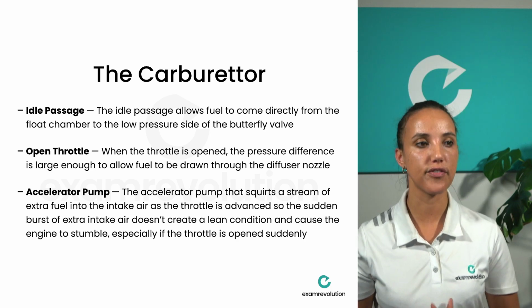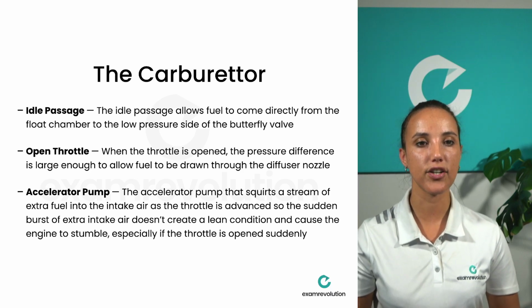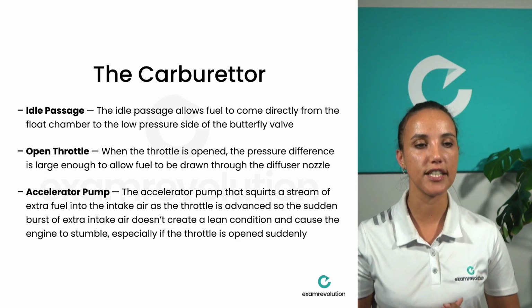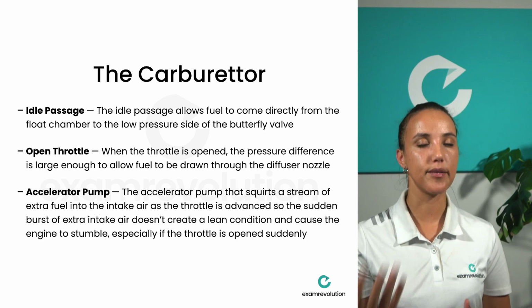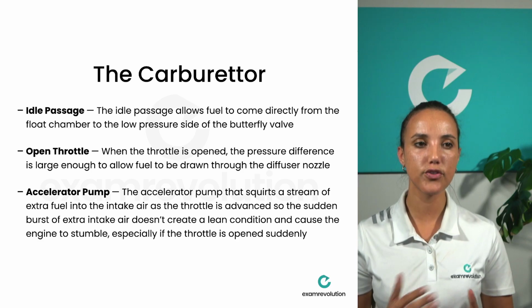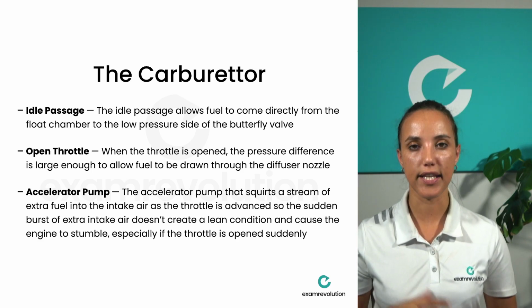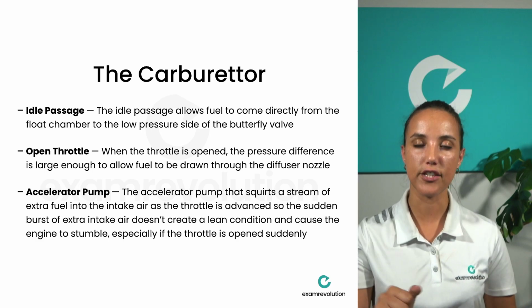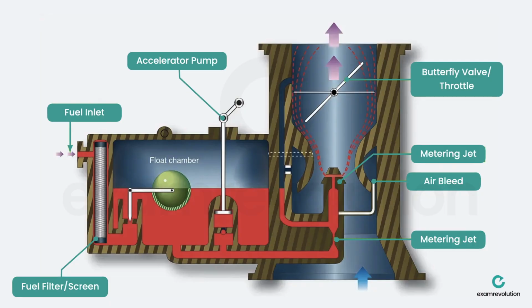So the sudden burst of extra intake air creates a lean condition and causes the engine to stumble, especially if the throttle is opened suddenly. So the throttle accelerator pump prevents that by squirting an extra bit of fuel into the stream, and therefore the engine operates smoothly when you suddenly increase the power. So that's an example of the accelerator pump in the float chamber. It just simply consists of a plunger or a piston that immediately gives a squirt of extra fuel to help with the running of the engine when you advance the throttle very fast.